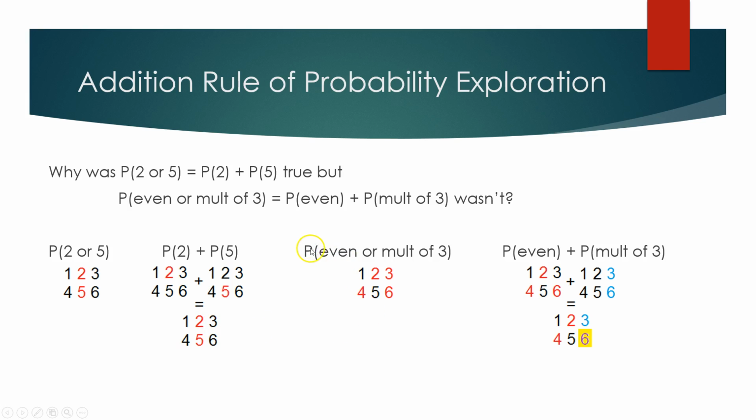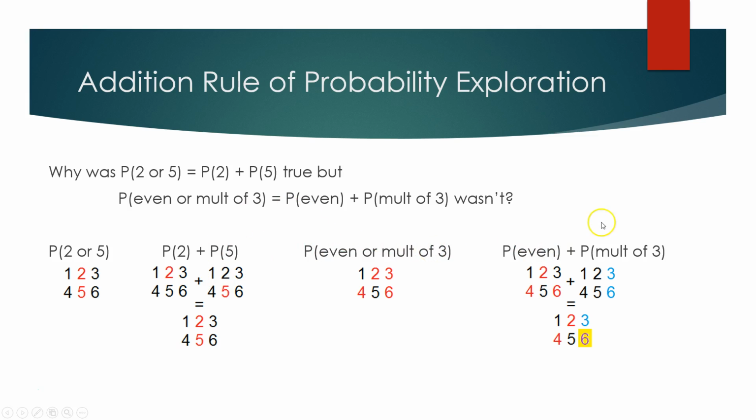But over here, the probability of an even or a multiple of 3, so the numbers that qualify this, if I said, hey, what are the numbers that are even or multiples of 3? You got 2, 3, 4, and 6. So that's 4 possible numbers out of the total that satisfy this statement.